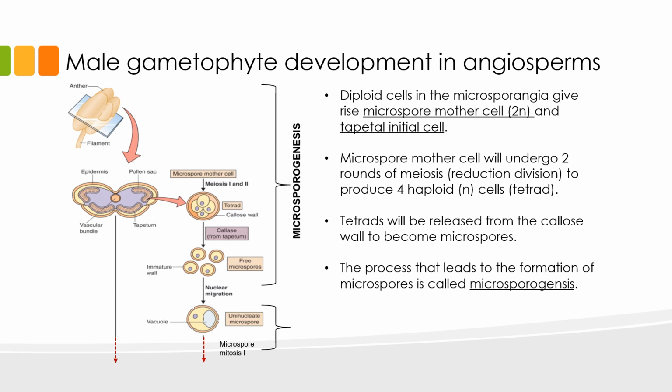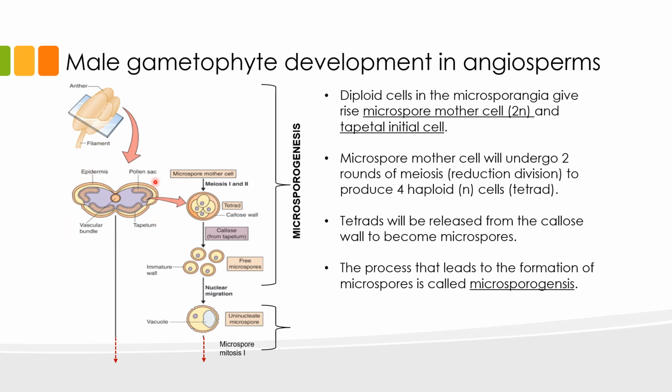Let's now take a detailed look into the series of events that occur during male gametogenesis or male gamete formation. In general, male gametogenesis is highly conserved across plant species. In this top left corner is an illustration of an anther. The series of events that leads to the formation of sperm cells happens within the anther. If we cut across the anther, we will see a cross-section that looks something like this.